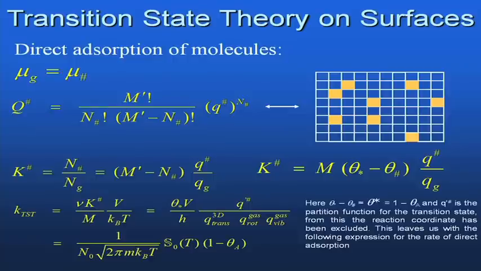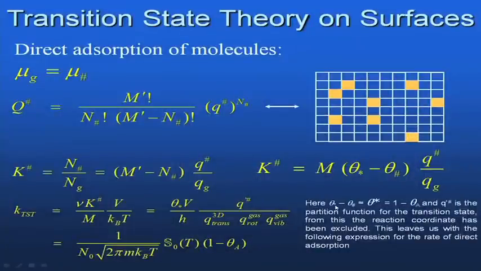Okay. And also out of this we have to take out one mode which is responsible for this movement. Here, theta star minus theta dagger is close to theta star, which is equal to 1 minus theta a as usual, and q prime double dagger is the partition function of the transition state. From this the reaction coordinate has been excluded. This is the reaction coordinate I have talked about. It is not the total partition function, but one coordinate, I mean one mode, is excluded.